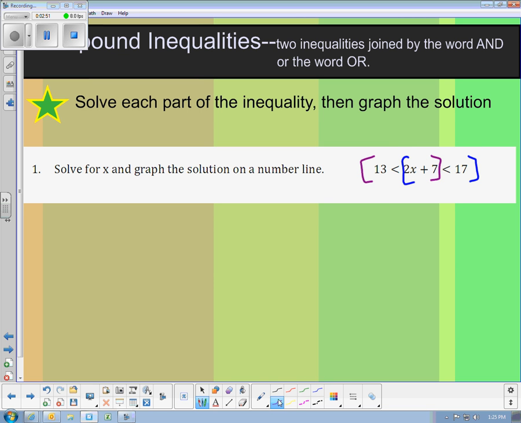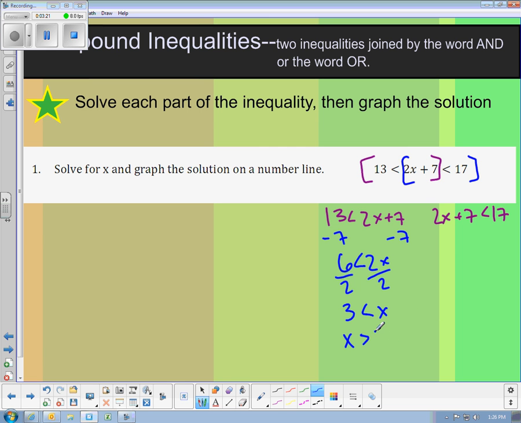Now some people like to write them out separately. 13 is less than 2x plus 7 and 2x plus 7 is less than 17. And then solve them separately, and we can do it that way. So we would subtract the 7 here, and we'd have 13 minus 7, which is 6, is less than 2x. Then divide by the 2. I'm dividing by a positive, so my symbol stays the same. And there I have 3 is less than x, or in other words, x is greater than 3.